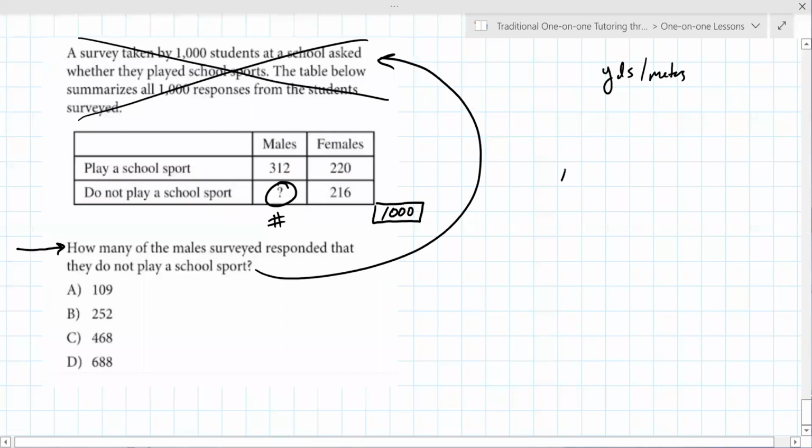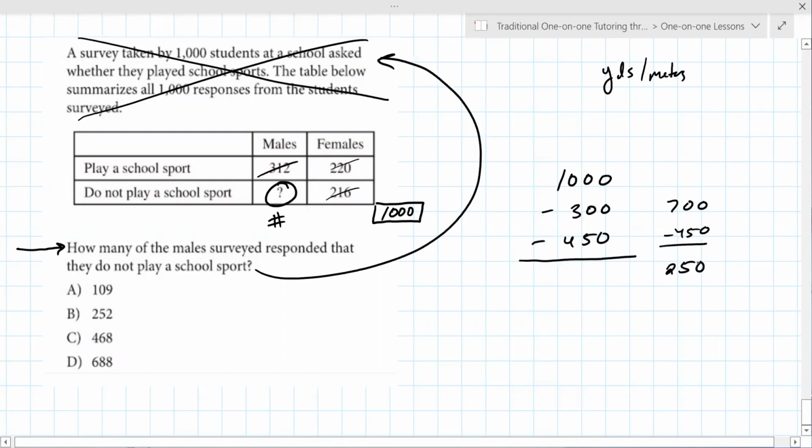Now let's see if we can estimate the answer. Let's take 1,000 and subtract 300 for that first group. And then 220 and 216, maybe call that roughly 450, and you're subtracting these. So 1,000 minus 300 is 700. 700 minus 450 is about 250. Now I would be super confident in selecting B. Do you see how it's very far away from A and C? Yes. And that's by design.